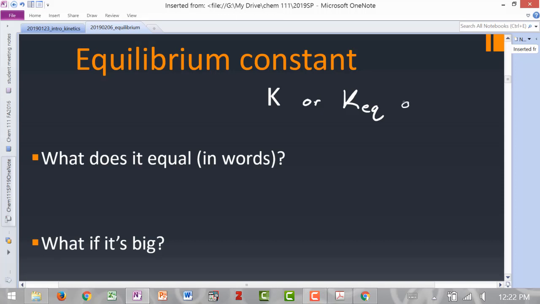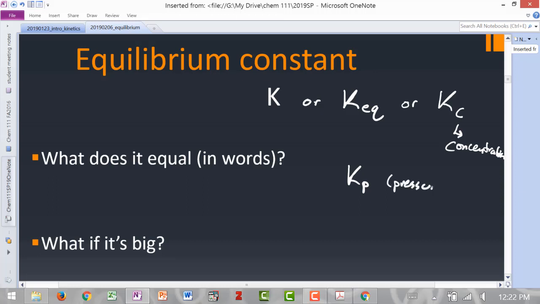You might also see KC. The C is for concentration, because that's how we calculate it. There's also KP, which is pressures.